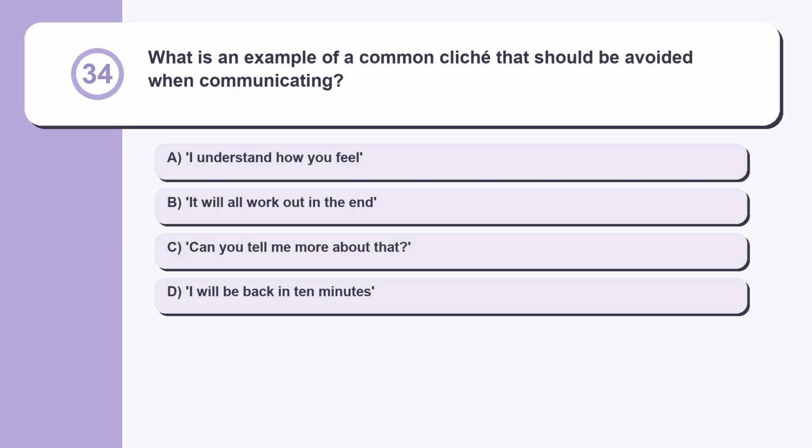Question 34. What is an example of a common cliché that should be avoided when communicating? I understand how you feel. It will all work out in the end. Can you tell me more about that? I will be back in 10 minutes.